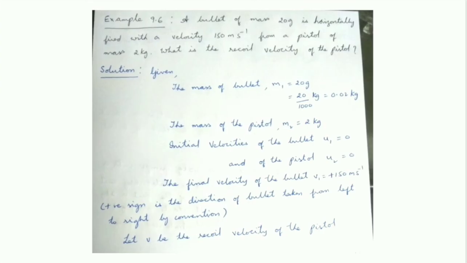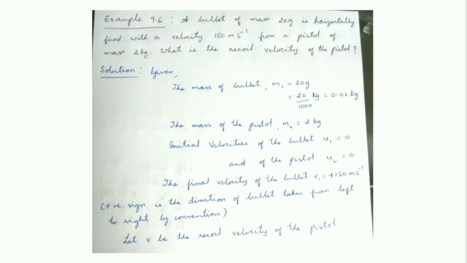Example 9.6. A bullet of mass 20 grams is horizontally fired with a velocity 150 meters per second from a pistol of mass 2 kg. What is the recoil velocity of the pistol?